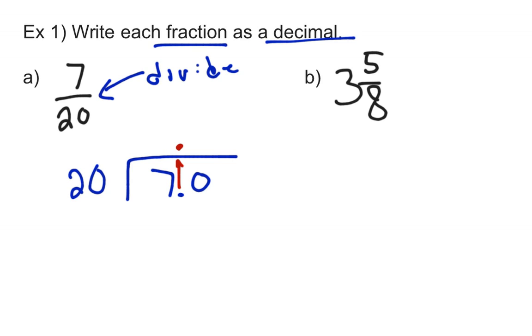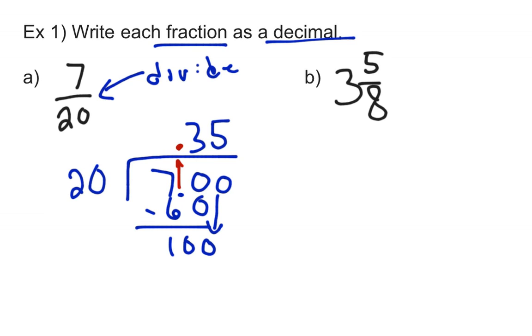But now I can say, how many times does 20 go into 70? Well, it goes in there 3 times. 3 times 20 is going to be 60. I subtract, end up getting 10 left over. Well, I'm not done yet. If we're getting decimals, I can't stop until we have no remainders left. So I have a 0, I bring that down. 20 goes into 100 exactly 5 times, because 5 times 20 is 100, and I get nothing left over. So my final answer here is 0.35.